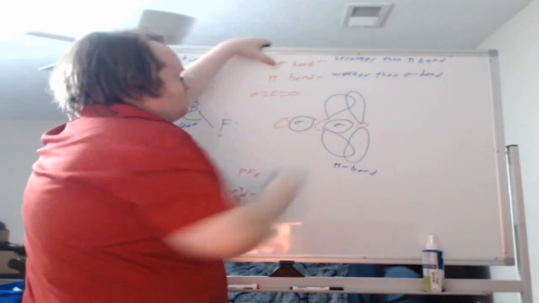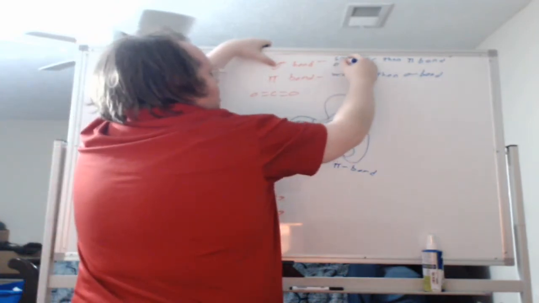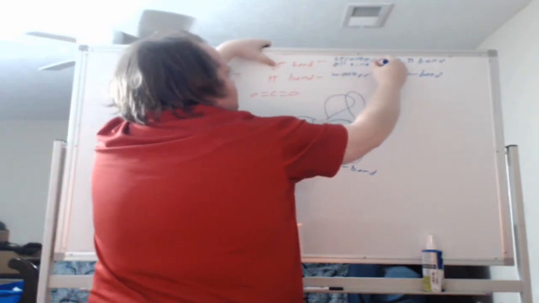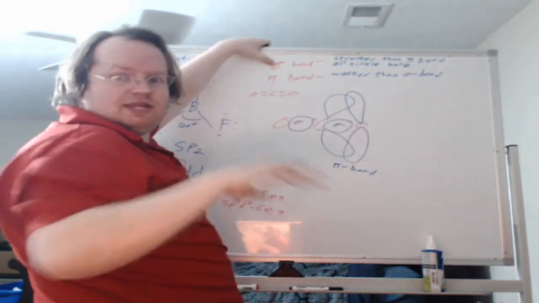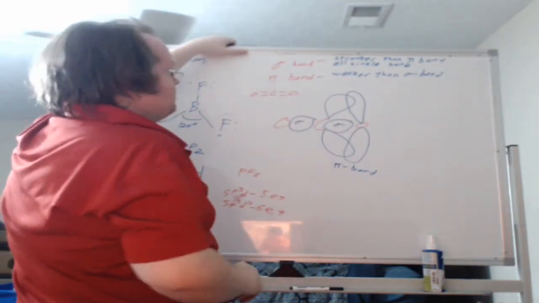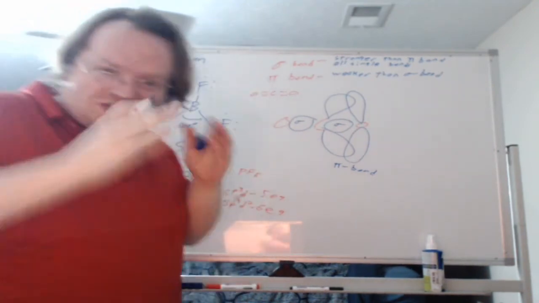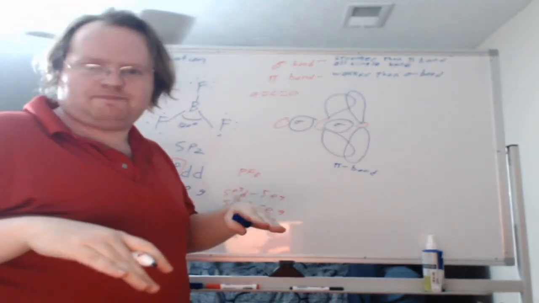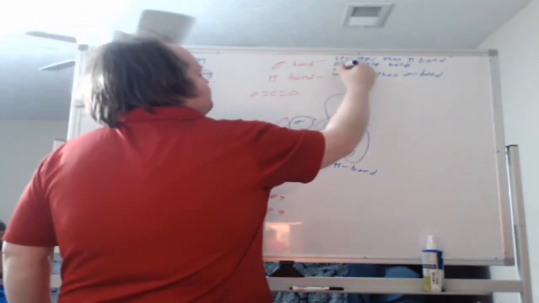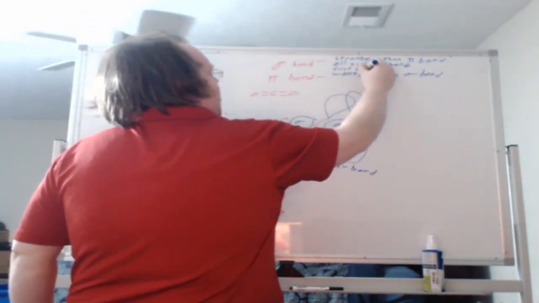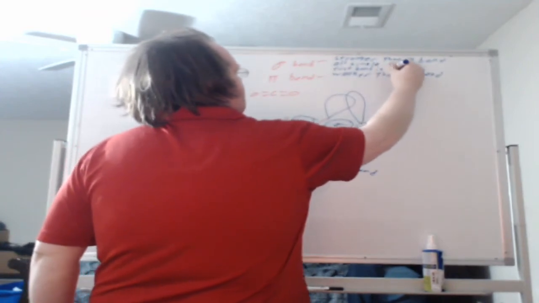All single bonds are going to be sigma. Anytime you have a single bond, and I just realized that's not really readable, I'll make sure to say the words. If you have a single bond, it's always sigma. Now if you have a double or triple bond, the first bond is always sigma.